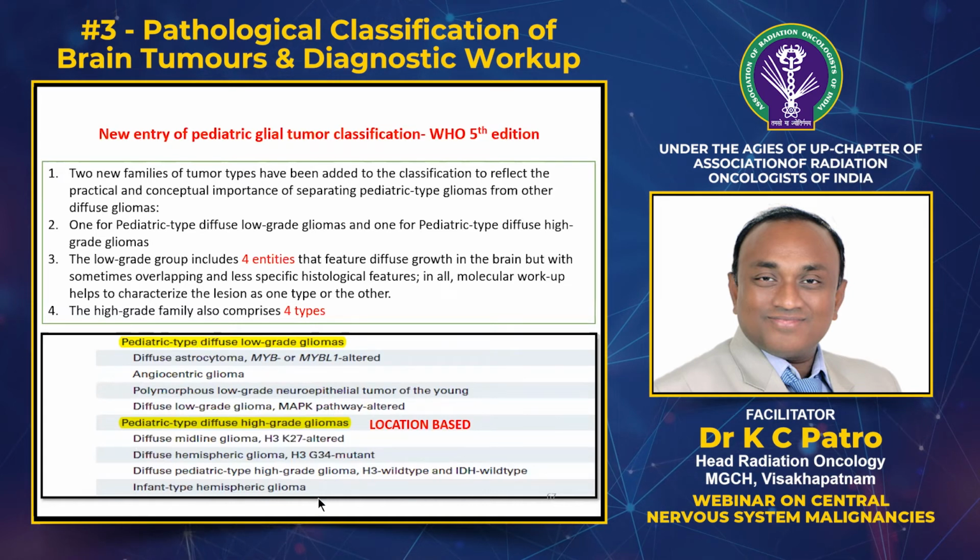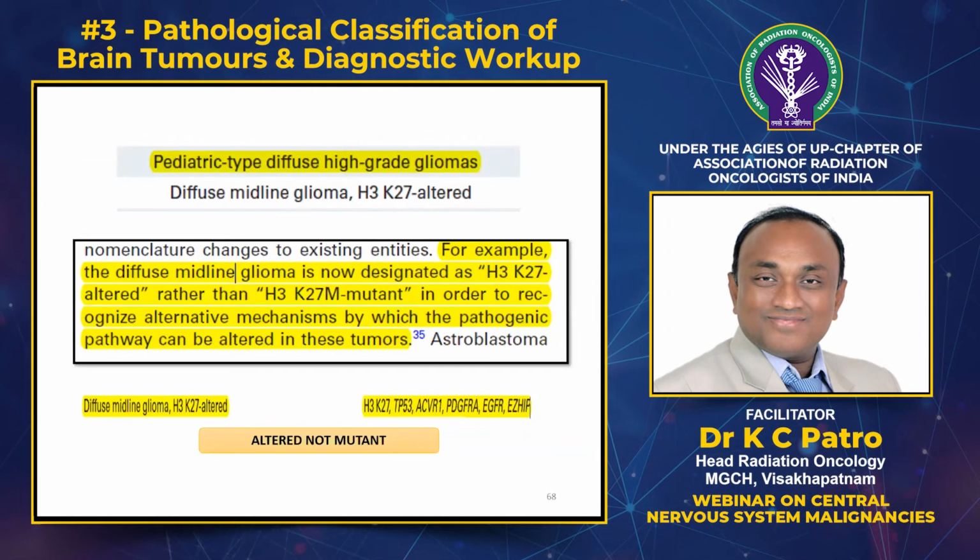Pediatric diffuse high grade gliomas are mostly location based: diffuse midline glioma, H3 K27 altered; diffuse hemispheric glioma, H3 G34 mutant; diffuse pediatric type high grade glioma, H3 wild type, IDH wild type; and infant type hemispheric glioma. Previously known as H3 K27 mutant, it is now known as altered. You should not use the word mutant, because many pathways are involved in this molecular alteration. So they named it altered rather than mutated.